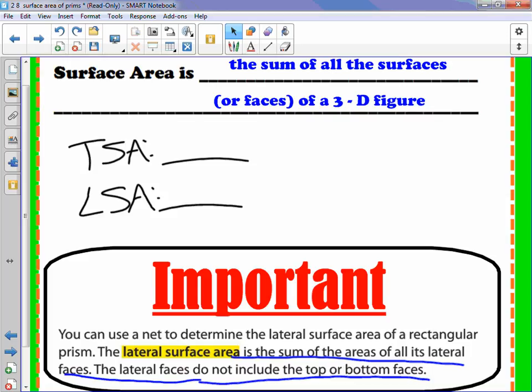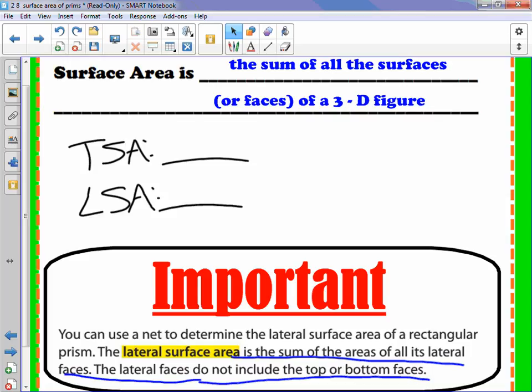Lateral surface area is the sum of all of your faces except for your bases. It does not include your bases. We're going to talk about what the bases are. There will be times where I ask you for lateral surface area, and times where I ask for the total surface area. Surface area is everything. Lateral is everything but the bases.